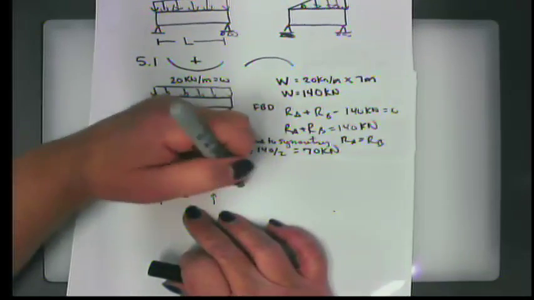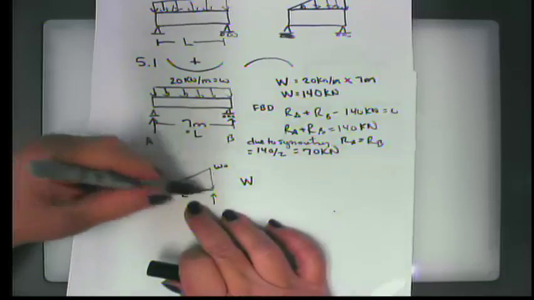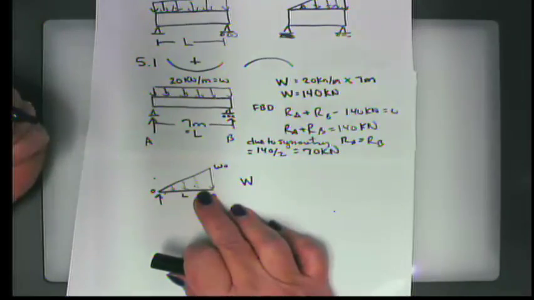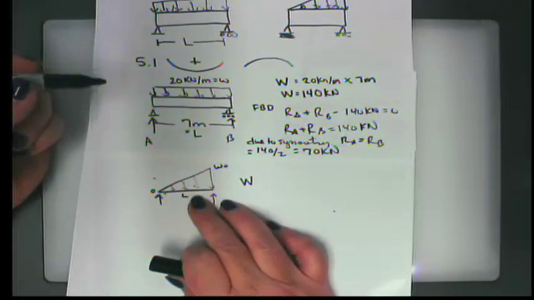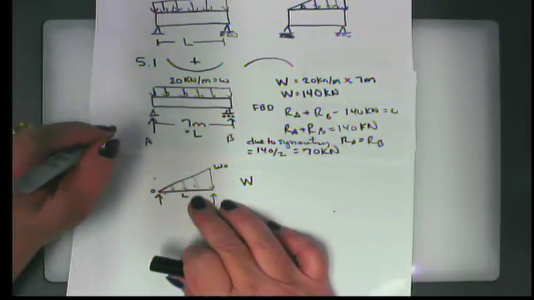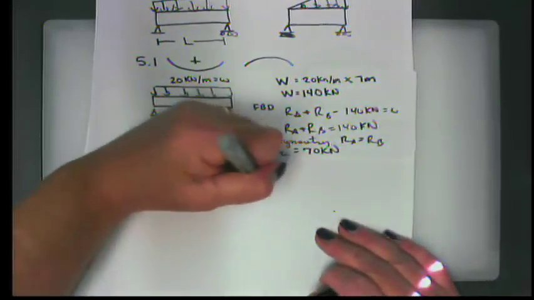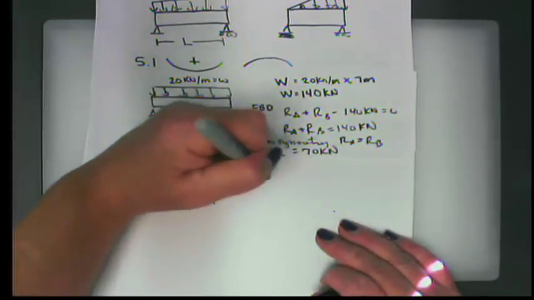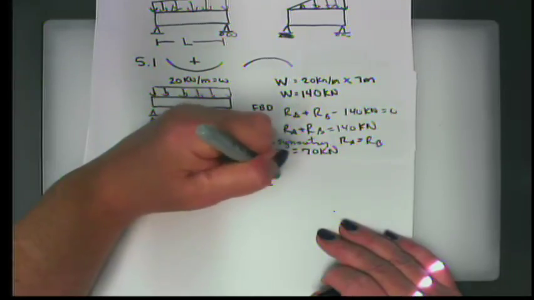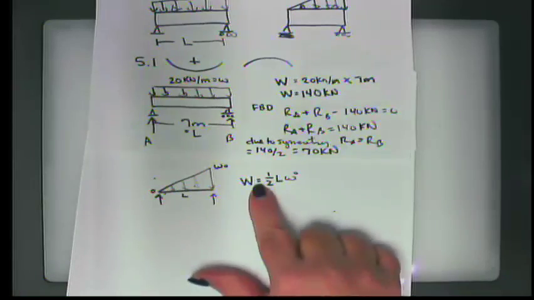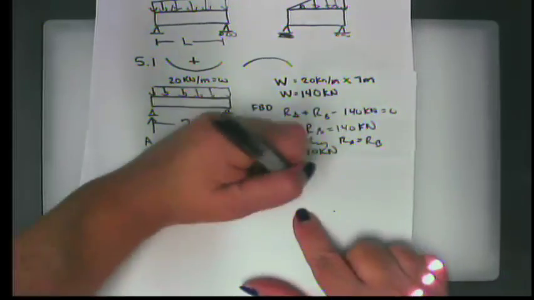Well, big W, if you look at this, what is this geometric shape right here? Is it a quadrilateral? No, what is it? 3 sides? Is it perhaps a triangle? Yes, it is a triangle. And what is the area of a triangle? 1/2 times the base times the height. Okay, so this is the applied load.